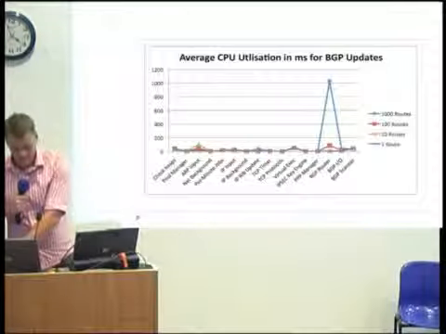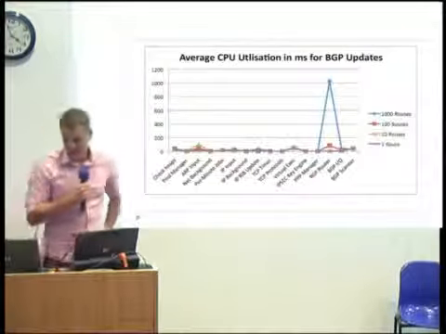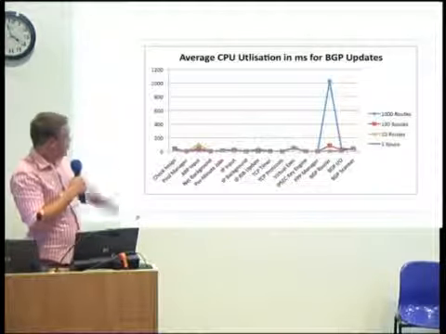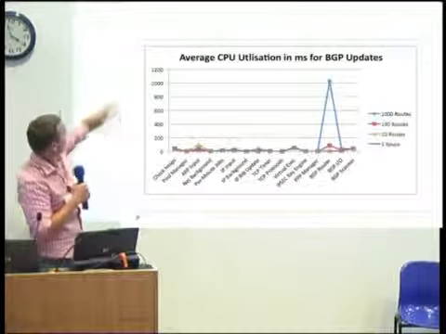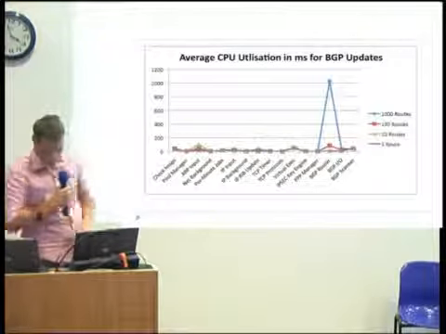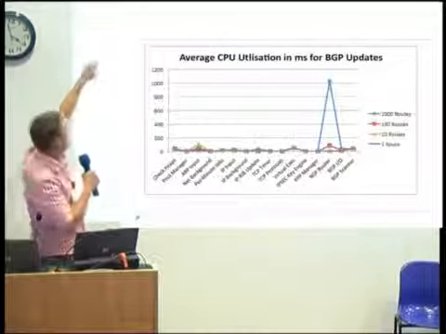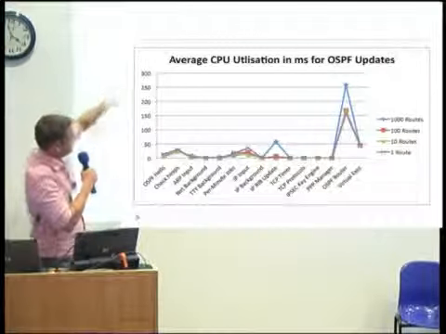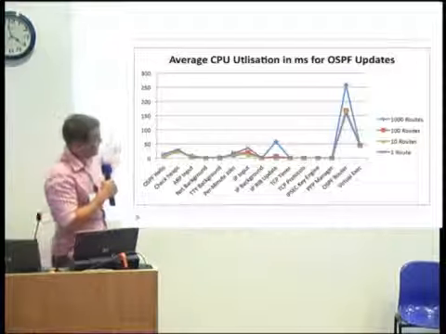Anyway, the results of my experiment. For BGP, this graph shows the average CPU utilization in milliseconds for BGP updates in 1, 10, 100, and 1,000. What really stands out is that at 1,000 routes, the BGP router process is really, really high. It's over 1,000 milliseconds. That's quite considerable. When we compare that to OSPF, bear in mind the scale of this graph changes, because that goes up to 1,200. But with OSPF, it only goes up to 300, and there isn't that much variation between the number of routes. Everything else is kind of the same.